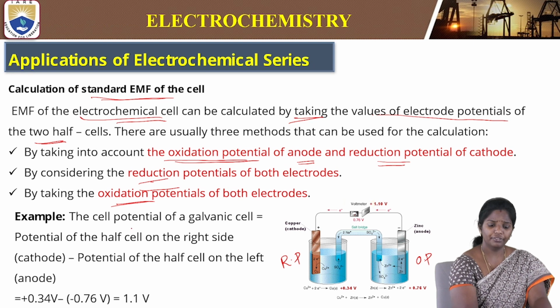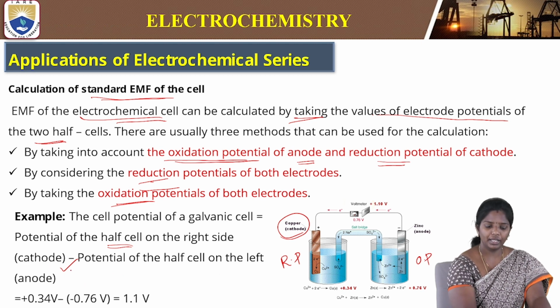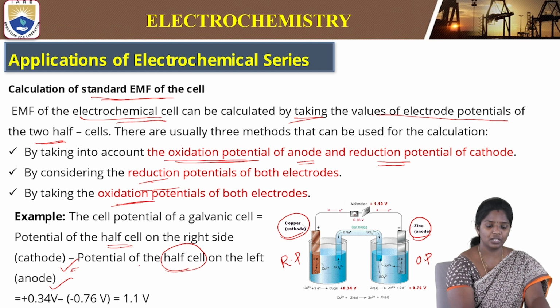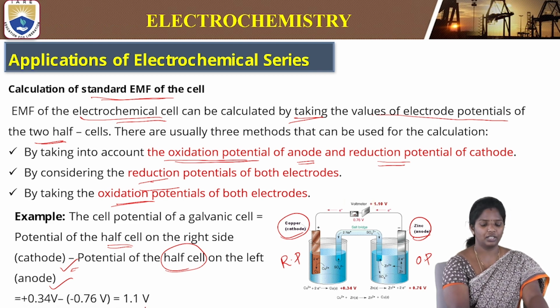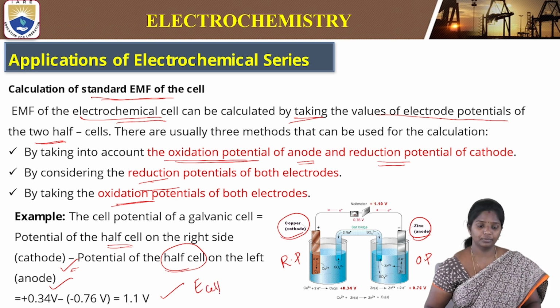For example, for a galvanic cell, the electrode potential of the half cell that is the cathode, the cathode is on the left side in this picture, minus the potential of the half cell of the anode. The anode is on the right side here, zinc. So what is the potential of copper? Plus 0.34 minus 0.76 volts, which will give rise to 1.1 volt. This is the electrode potential of a cell.